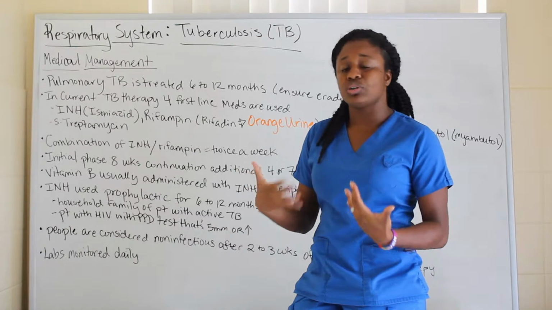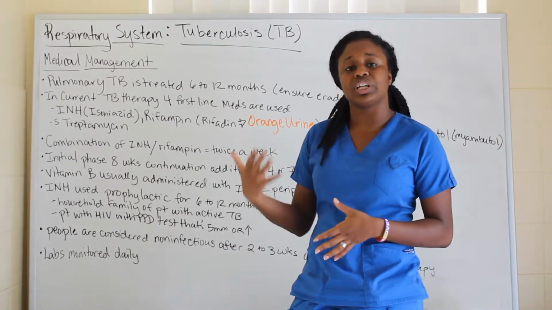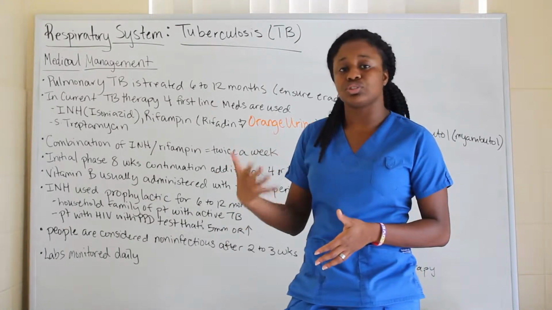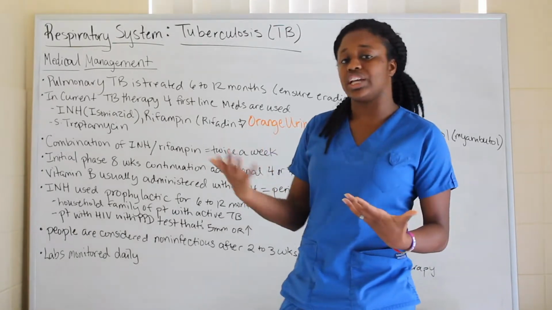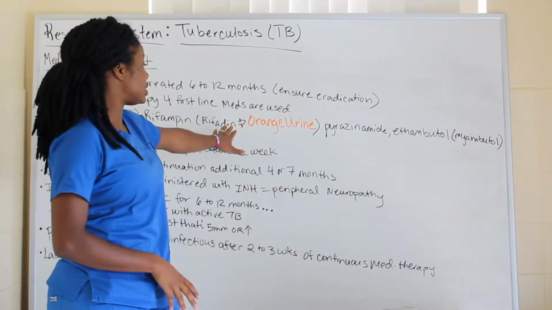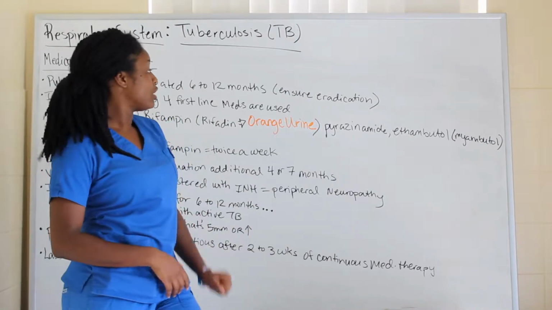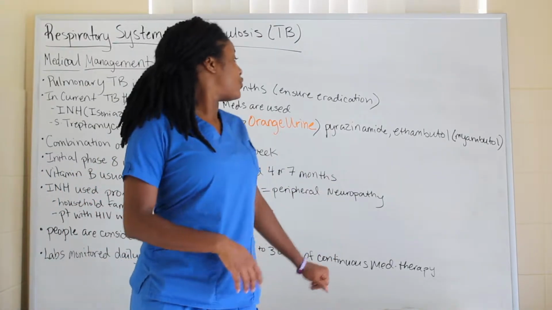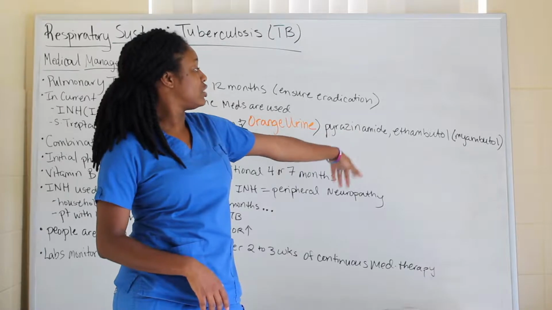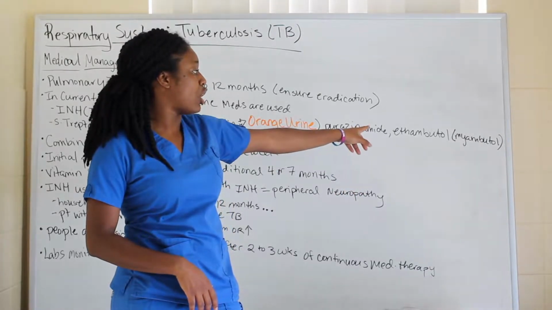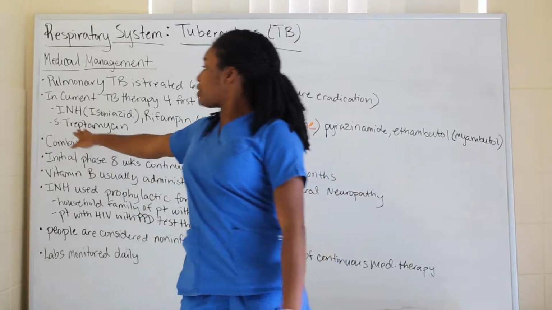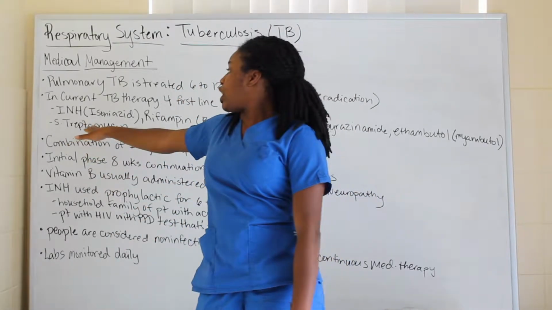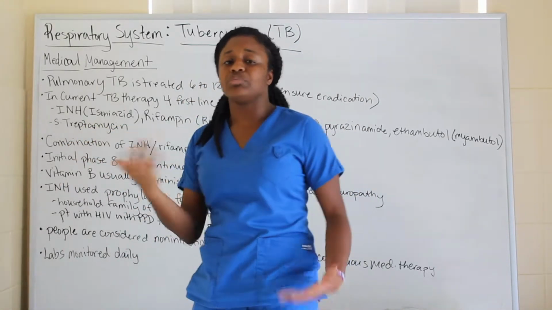So you want to let them know, hey, don't be alarmed. This medication is known to turn your urine orange, but that is okay. That is something that the medication does, all right? And that's the biggest thing when it comes to rifampin, okay? Also, you have your pyrazinamide, and then you have your ethambutol, okay? Those are your main 4 drugs, but you also have your streptomycin, okay, that can be used as well.